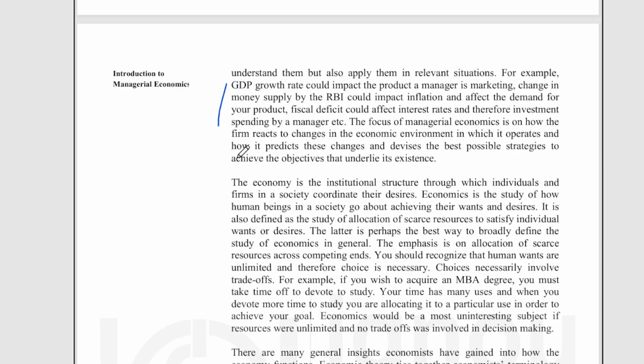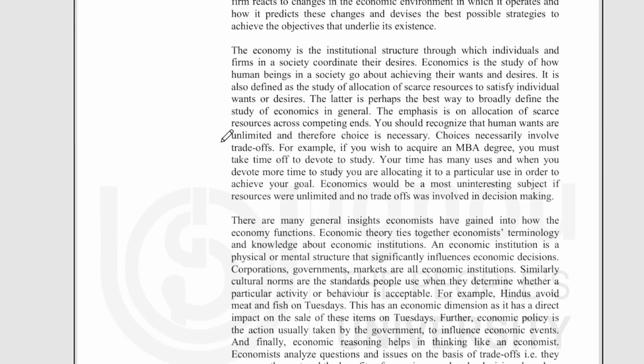Okay, so the economy is the institutional structure through which individuals and firms in a society coordinate their desires. Economics is the study of how human beings in a society go about achieving their wants and desires. It is also defined as the study of allocation of scarce resources to satisfy individual wants or desires, and the latter is perhaps the best way to broadly define the study of economics in general. The emphasis is on allocation of scarce resources across competing ends, and you should recognize that human wants are unlimited, and therefore choice is necessary, and choices necessarily involve trade-offs.